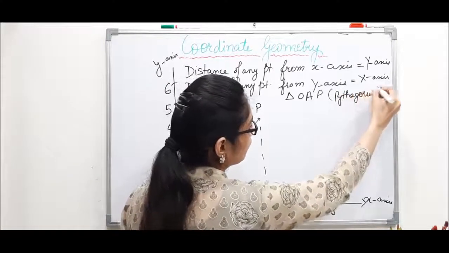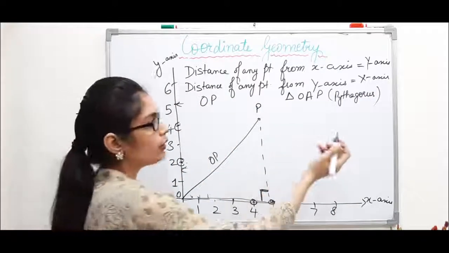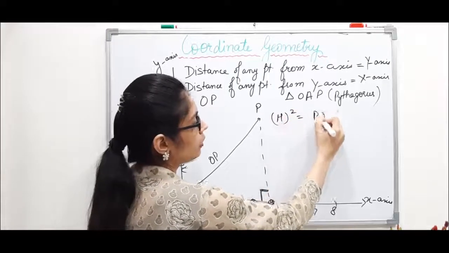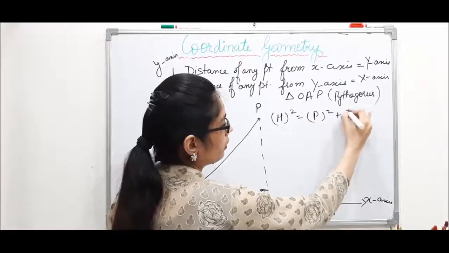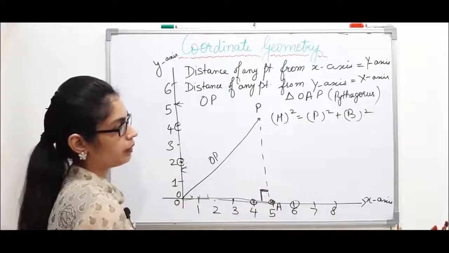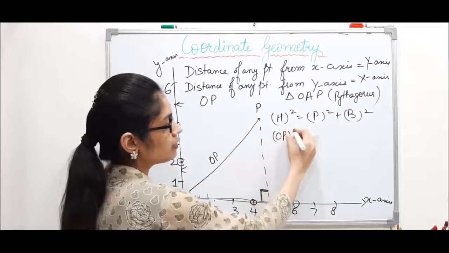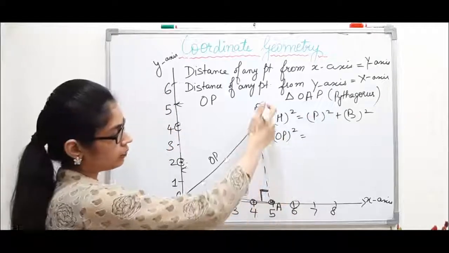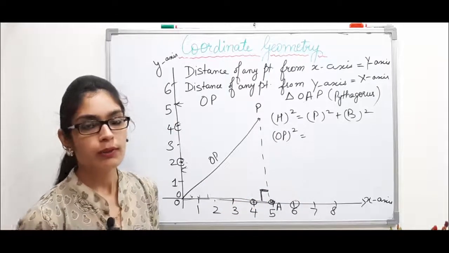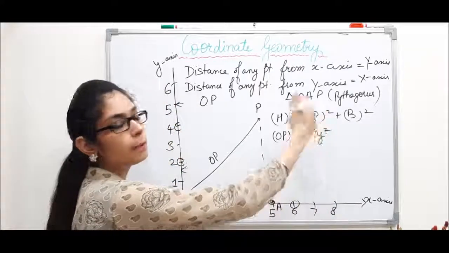Why Pythagoras theorem? Because this is a right angle triangle, and according to Pythagoras theorem we know hypotenuse square equals perpendicular square plus base square. Perpendicular means the straight line on which the 90-degree angle is there, and base is this one. So hypotenuse is OP, which is the distance you have to find. P square is this distance, the vertical line. The vertical line will always be equal to the y coordinate. So y square you have to write because it is P square.